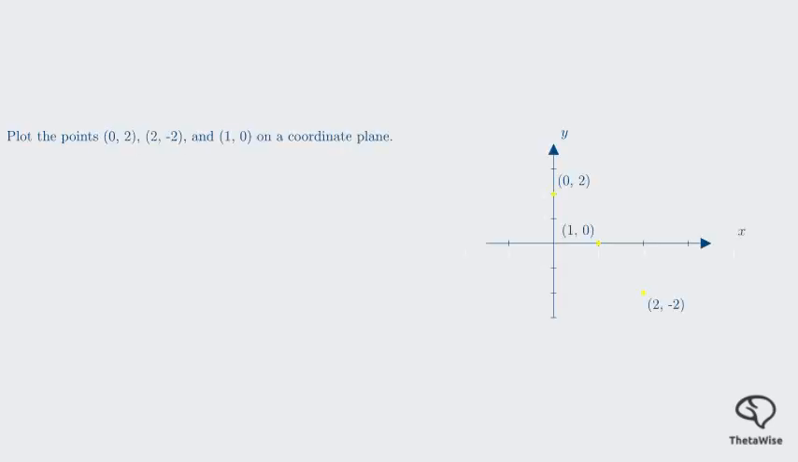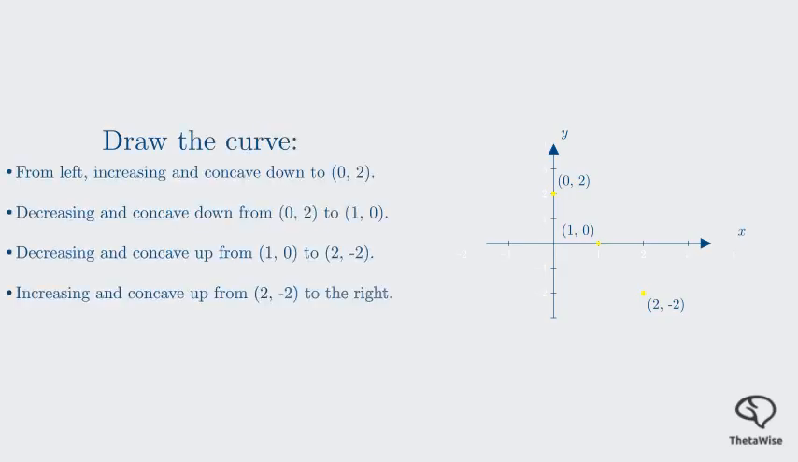Let's plot our key points first. We plot the y-intercept at (0, 2), the local minimum at (2, -2), and the inflection point at (1, 0). Now, let's connect the dots, keeping the concavity and increase/decrease in mind. From negative infinity to x equals 1, the graph is concave down. From x equals 1 to infinity, it's concave up.